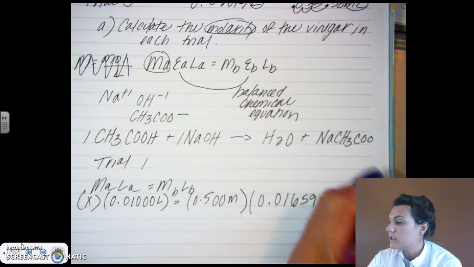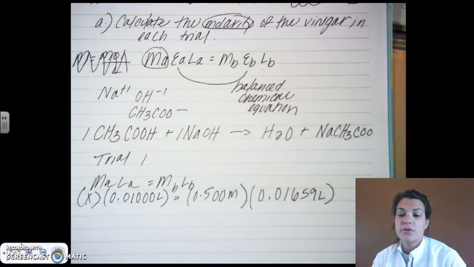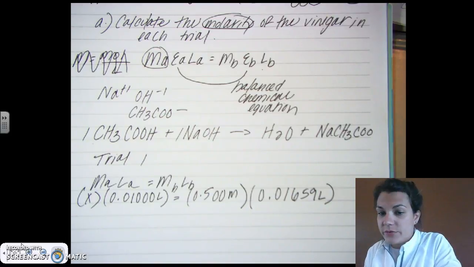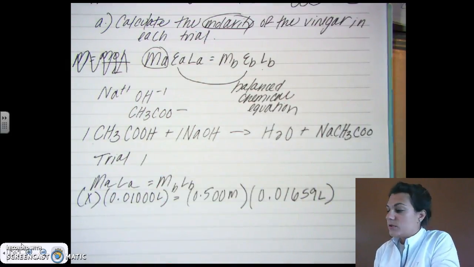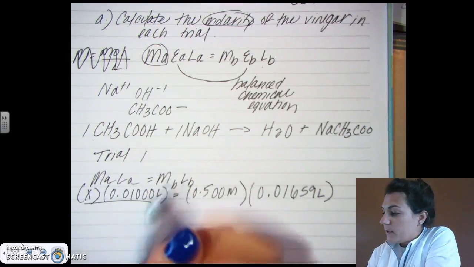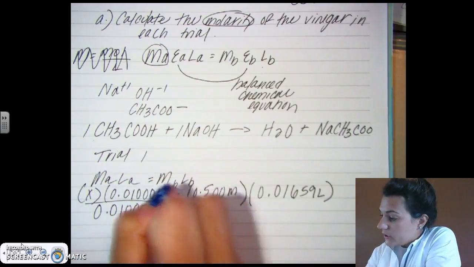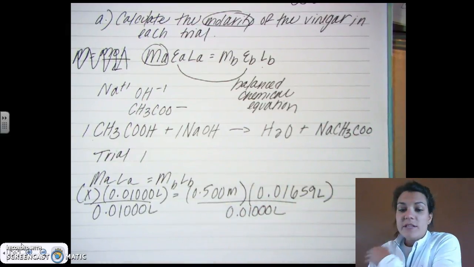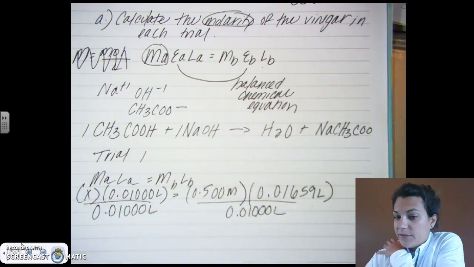0.01659 liters. Okay. Now you'll notice that the molarity is going to limit how many significant figures we can use because it has 3 where the volumes have 4. Then the next thing I'm going to do is plug this into my calculator. Ultimately I'm getting X by itself, so I'm going to divide both sides by this 0.01000 liters. Now you need to make sure that you do this times this before you divide by that, or you're going to get a different number.